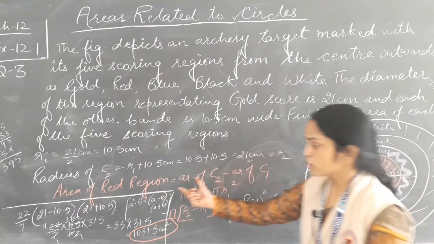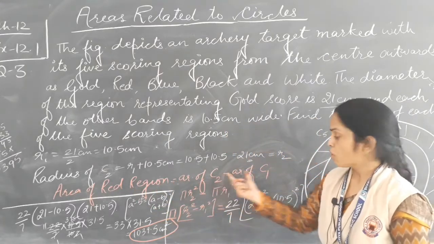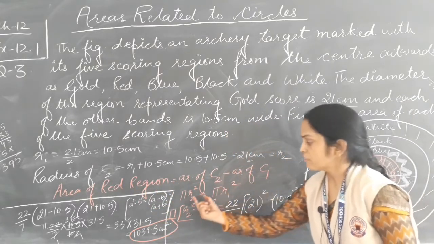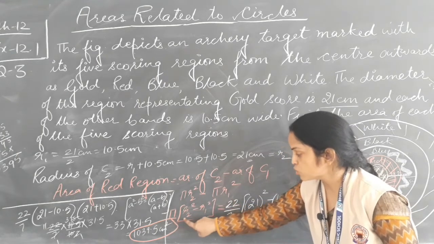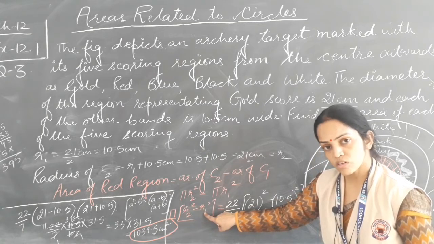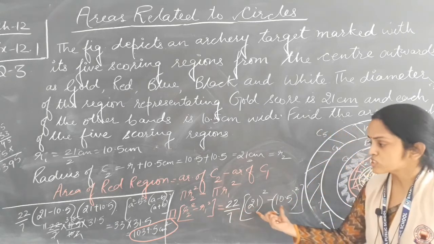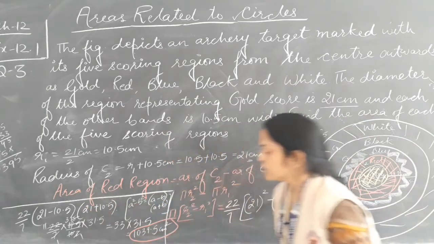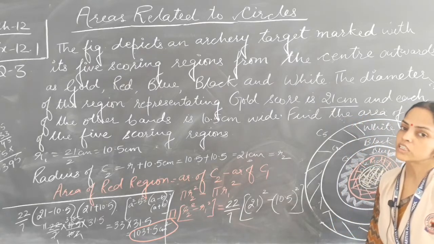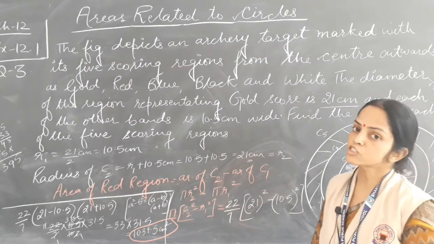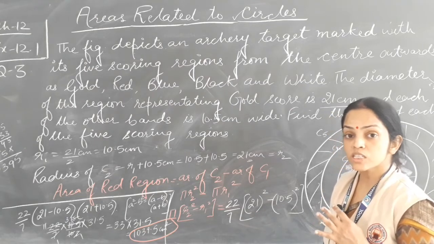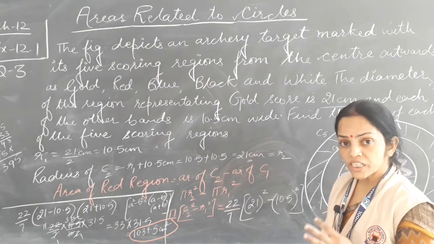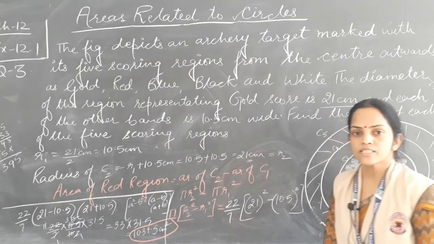How to find out the area of red region? Area of C2 minus area of C1. We have applied the area of ring formula. Pi is common out of these two. R2 square minus R1 square will remain inside. Now by putting values and applying the formula, we solved. Afterwards we got the answer as 1039.5 centimeter square. It is a bit calculative, but if you do the calculations correctly, then you will definitely get the right answer.